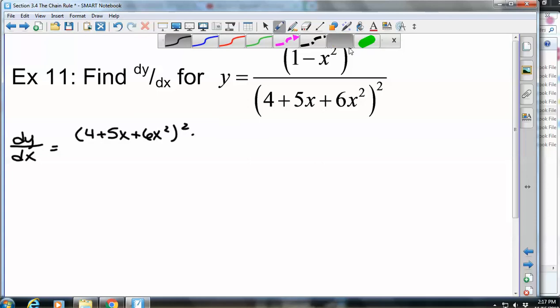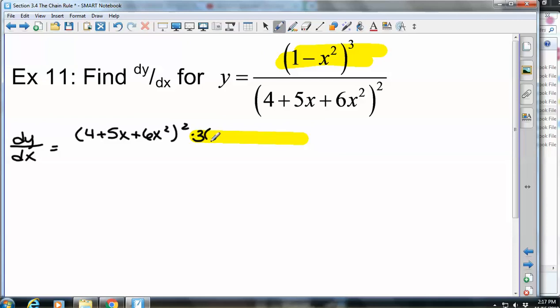So for the derivative of this, we have 3, 1 minus x squared, subtract 1 to the second, times the derivative of the inside, negative 2x.